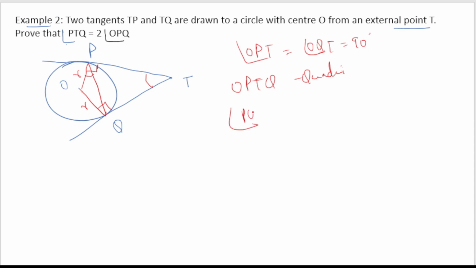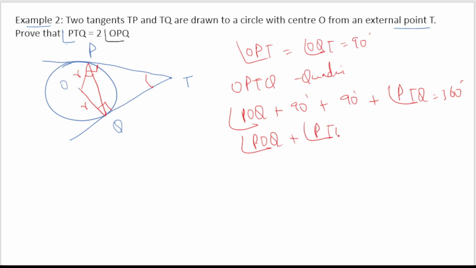It is angle POQ plus OPT, which is 90 degrees, plus angle OQT, which is 90 degrees, plus angle PTQ is equal to 360 degrees. So angle POQ plus angle PTQ is equal to 360 degrees minus 180, which is 180 degrees. And we will take triangle OPQ.